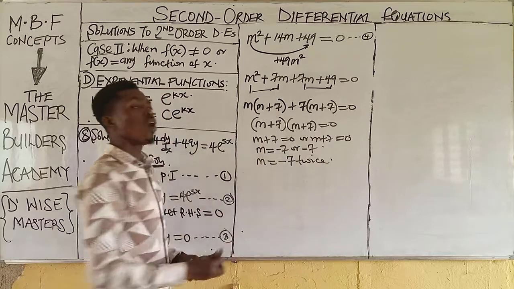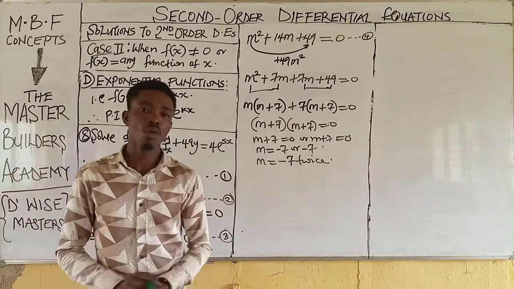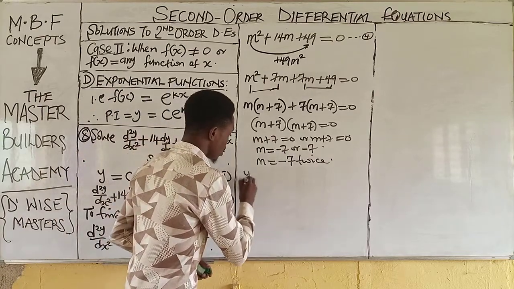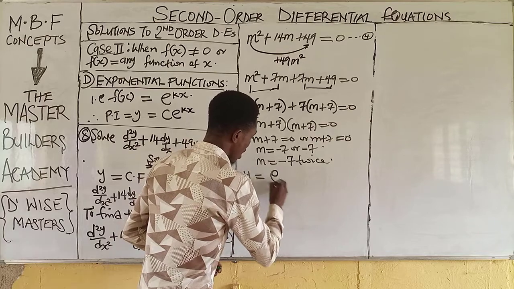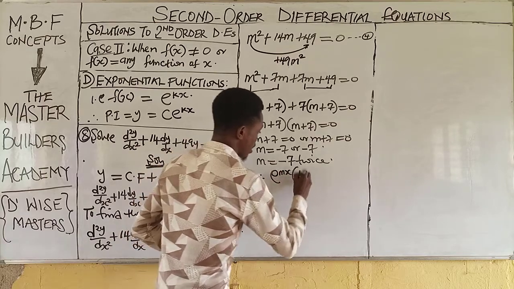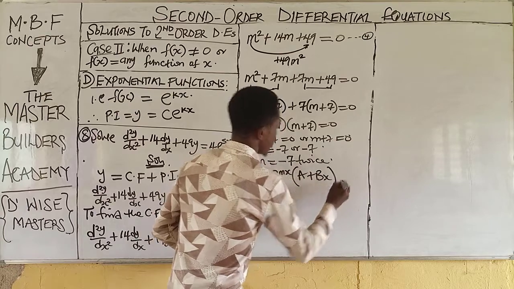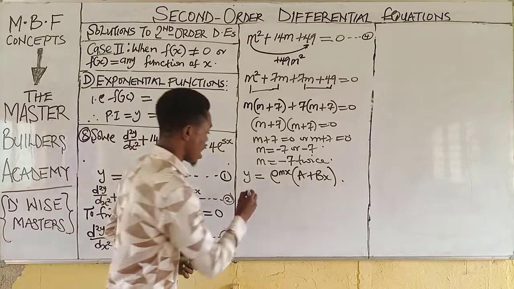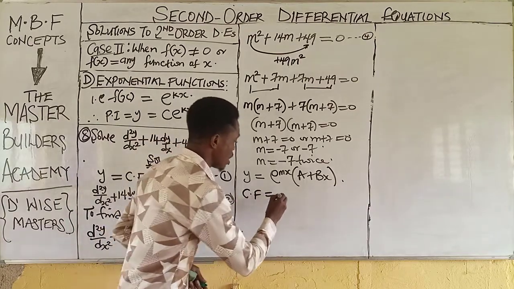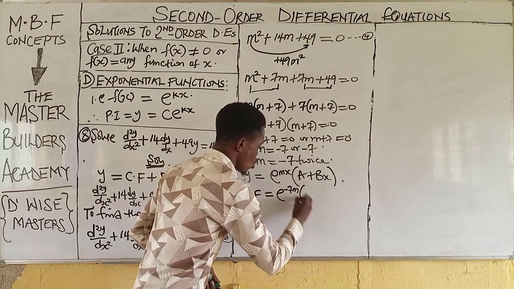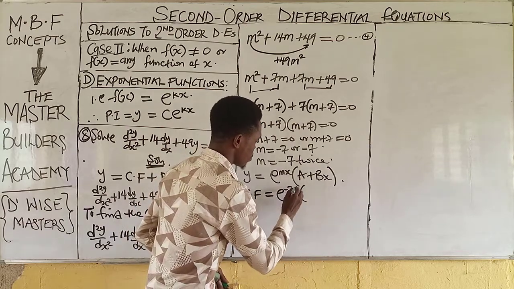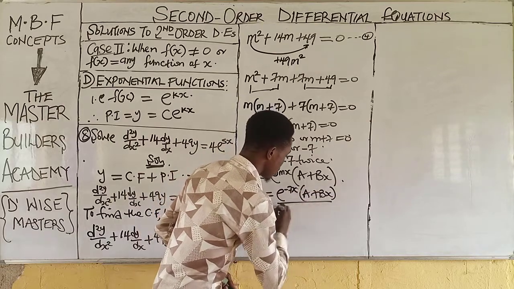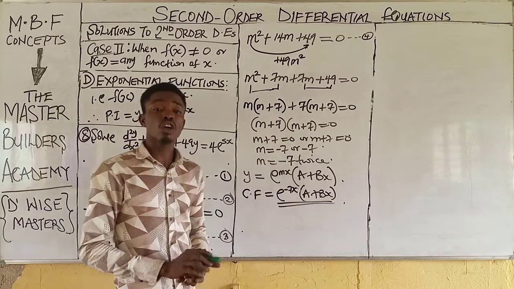And for this case, what is the general solution when you have real and equal roots? We understand that the general solution y is given as e^(mx)(a + bx). This is it. So we only substitute in the value of m. And we have that the complementary function, which is y, is exactly the same as e^(-7x)(a + bx). This is what we have as the complementary function.